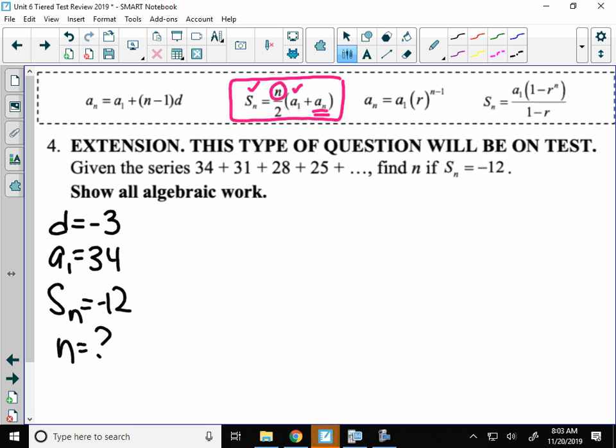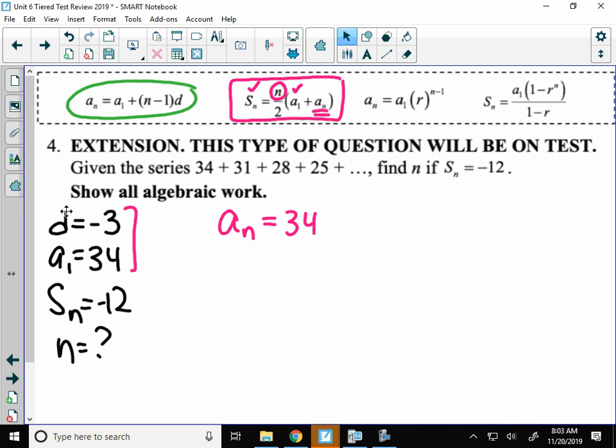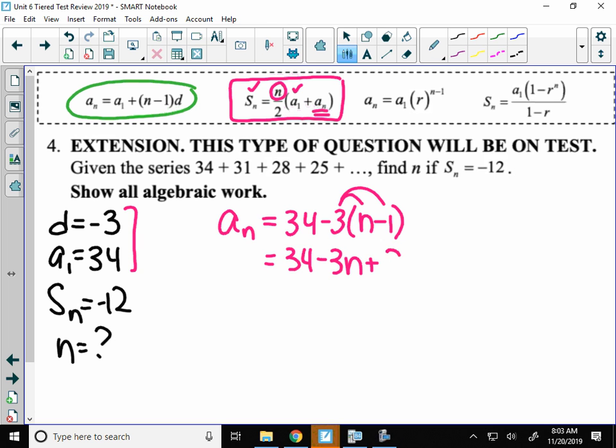But the thing about a sub n is I can write a formula for a sub n. I can write something to fill in for a sub n, even though I don't know the number. So I use the information over here that I do know. I know the first term is 34. Remember, to write this a sub n formula, I'm using the arithmetic sequence formula: 34 minus 3 times n minus 1. And I'm going to simplify that. See how a sub n is in terms of n? Well, n's the variable I'm looking for, so that's okay. So I have 37 minus 3n. That's what a sub n is.